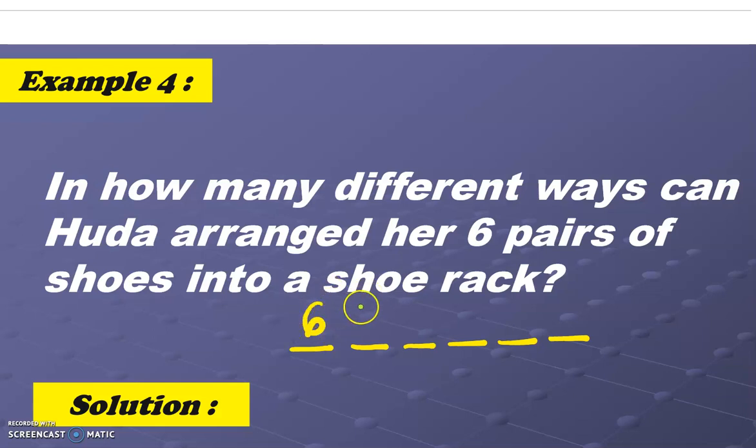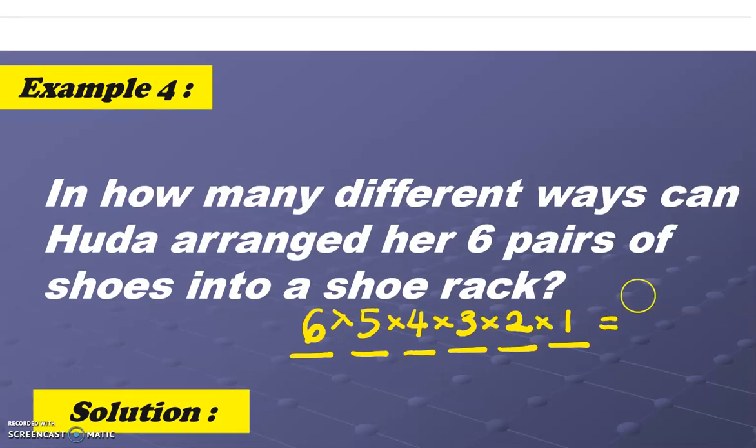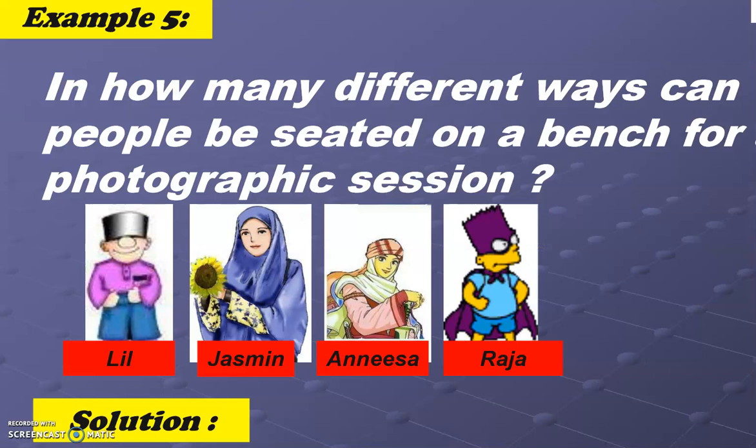And then, kalau satu dah ambil kat sini, sini tinggal 5. Satu dah ambil kat sini, sini tinggal 4. Satu dah ambil kat sini, sini tinggal 3, 2, 1 and so on. So, darabkan semuanya, awak akan dapat 720. Okay, ataupun to make it short, it can be 6 factorial equal to 720. Okay, this is the next example.